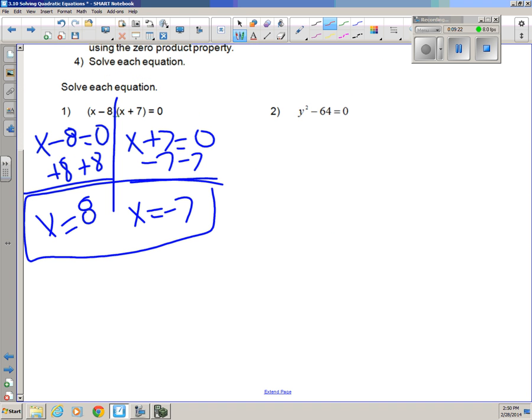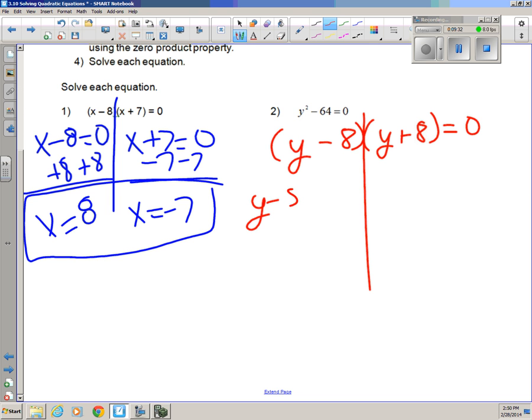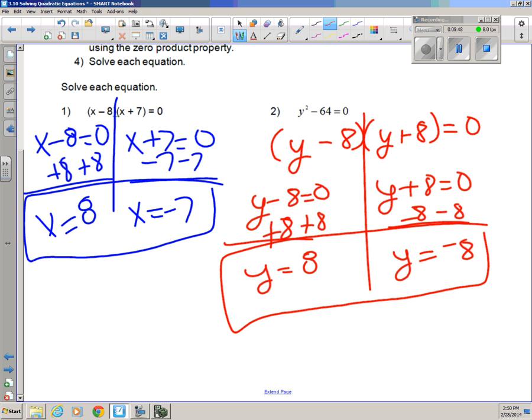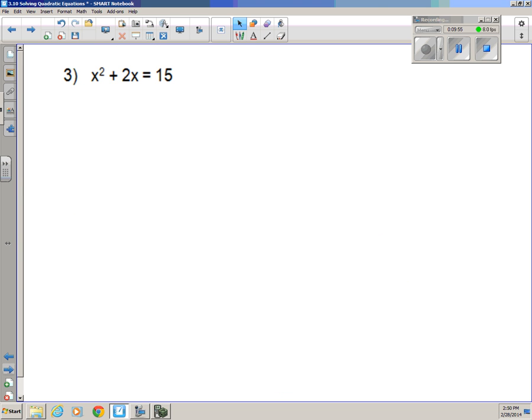Number 2, you're already equal to 0. All that's left to do is factor. It's a dots problem. This becomes y minus 8, y plus 8 equal to 0. Drop your wall. Set each factor equal to 0. Solve each equation. One value comes out to be 8. The other value comes out to be negative 8. So these are your excluded values. I'm sorry, these are your solutions. Number 3, in order to solve this equation, you know what I just realized?